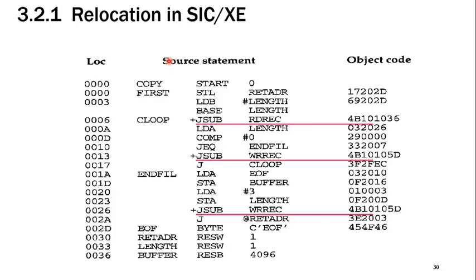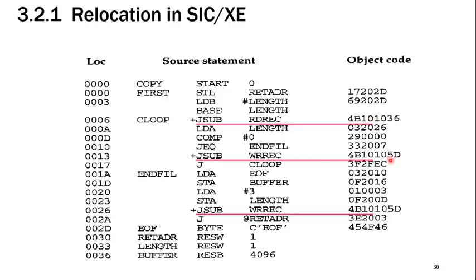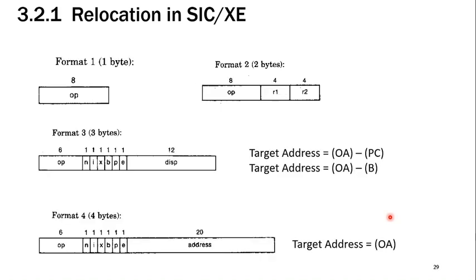So in this example, these are the three instructions: plus JSUB read record, plus JSUB write record, and plus JSUB write record, because they are the operands and they have addresses. So 1036, and here it is 105D for the write record. So when the starting address varies, the address of these will also vary. When the address of these varies, the object codes in these instructions will vary. That is what we say. In this case, relocation directly affects the format 4 instructions, because you take the operand address directly as the target address. Now let us see the solution part.